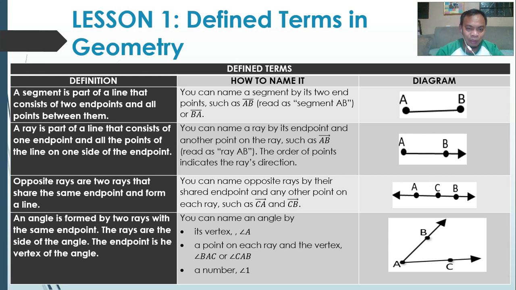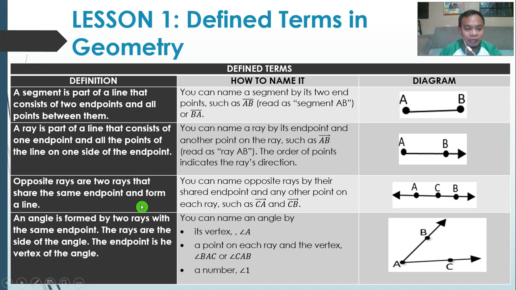Okay. So, kung sa kabila naman, A to B. Kung papunta sa left yung arrow. Okay. The order of points indicates the ray's direction. So, this is ray AB. So, from A to B. Okay. So, this is ray AB. Then, the third one is opposite rays.